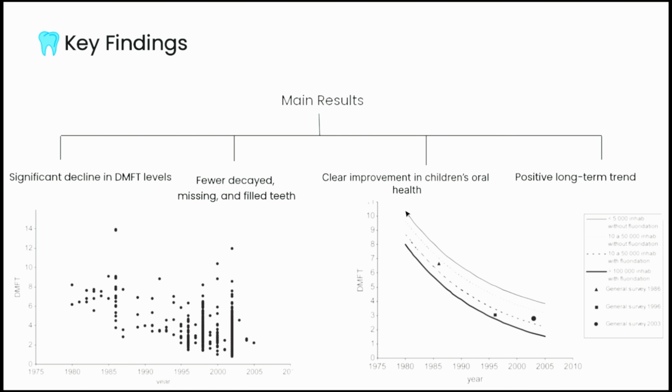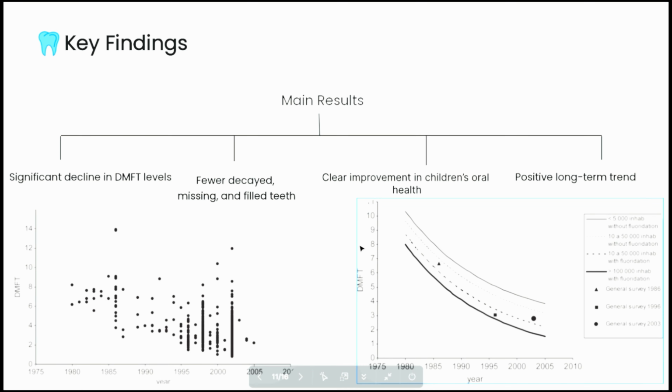Hi, I am Shawareb. Now I will talk about the results of the study. After analyzing the data, the researchers found a clear and significant decline in DMFT value among 12-year-old Brazilian children during the study period. This means that the children had fewer decayed, missing and filled teeth compared to the past, which shows noticeable improvement in their oral health.